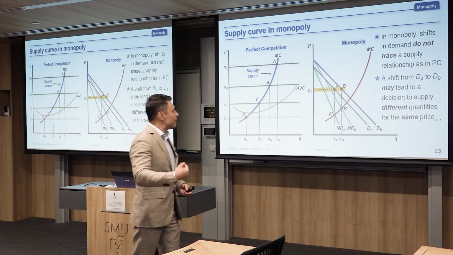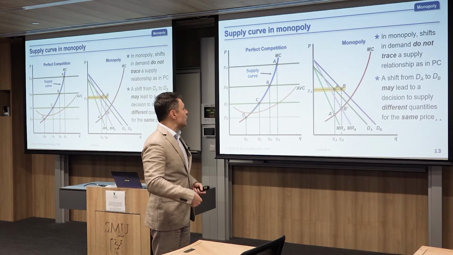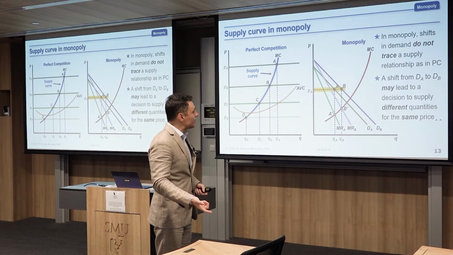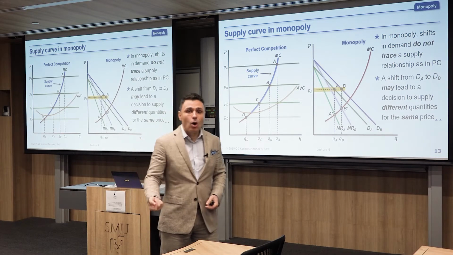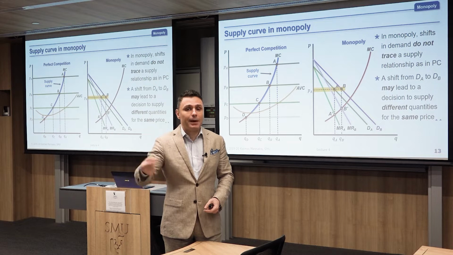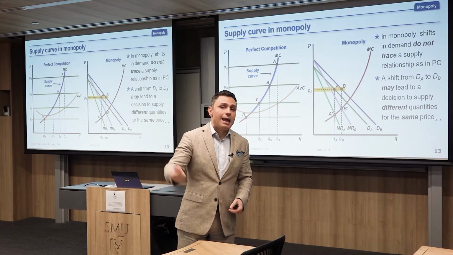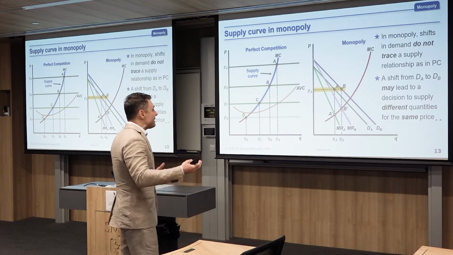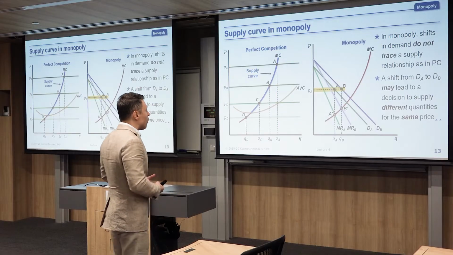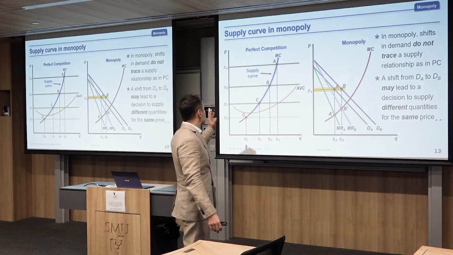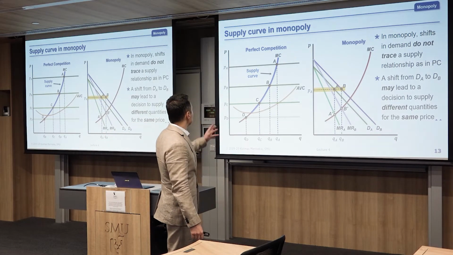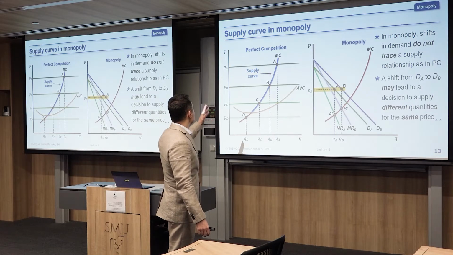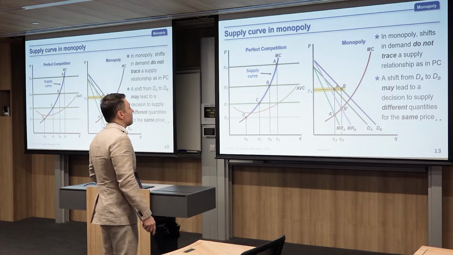A shift from one demand to another may lead to a decision to supply different quantities for the same price, or different prices for the same quantity, and many other non-uniformities, as we would not see in the marginal cost equals price situation of perfect competition.